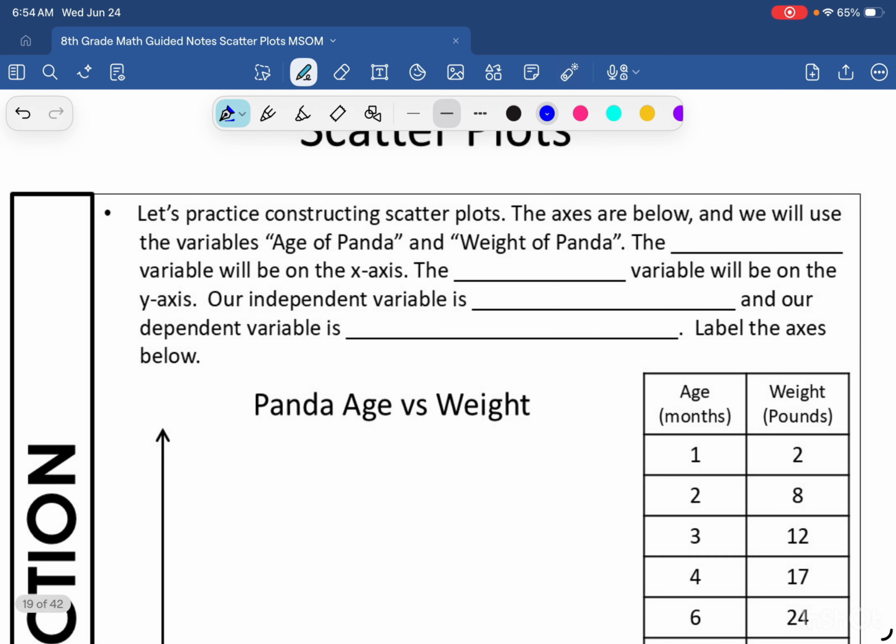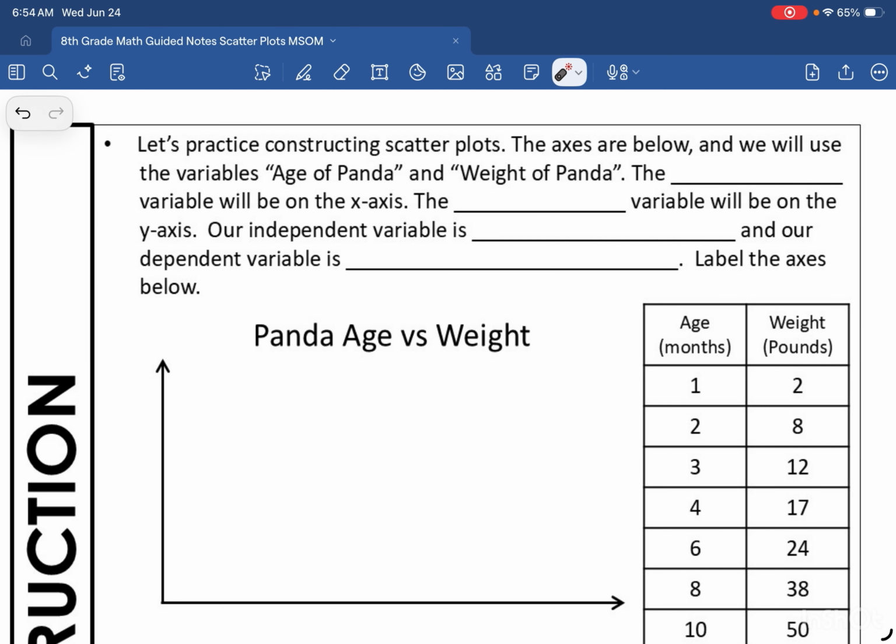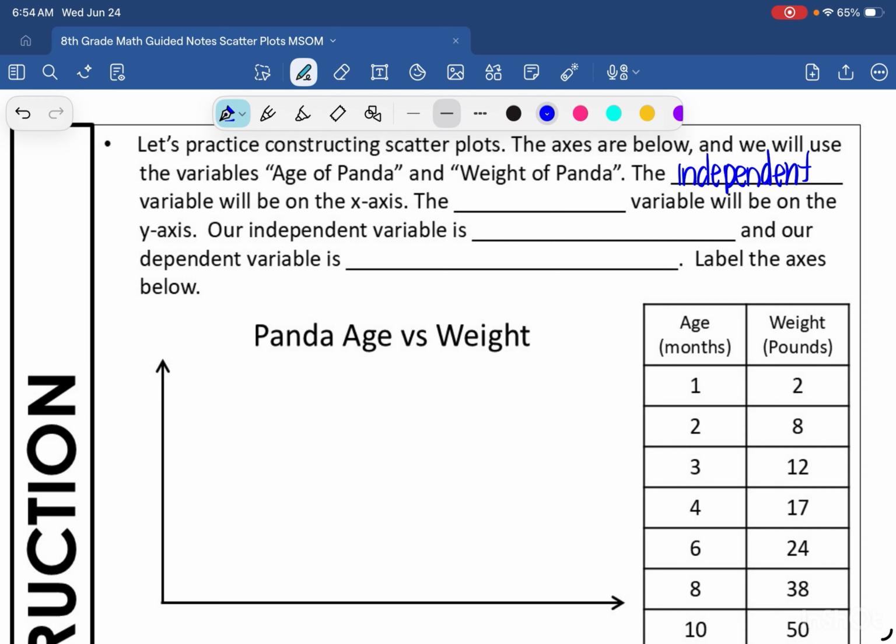Let's practice constructing scatter plots. The axes are below, and we will use the variables age of panda and weight of panda. The independent variable will always be on the x-axis. The dependent variable will depend on the independent variable. So the weight is going to depend on the age. The dependent variable will be on the y-axis. Our independent variable is going to be our age in months. And our dependent variable is going to be the weight in pounds.